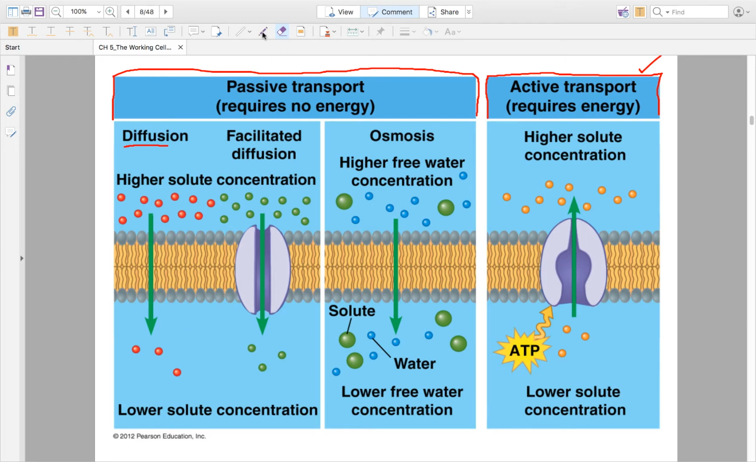Let's look. Here on this side of the membrane, let's just say this is the outside of the cell, and this is the inside of the cell. We're looking at this red solute. Where is there a higher solute concentration, on the outside or on the inside? All we have to do is look. It's very simple. Inside, there's 1, 2, 3 solutes. Outside, there's 1, 2, 3, 4, 5, 6, 7, 8, 9, 10, 11.